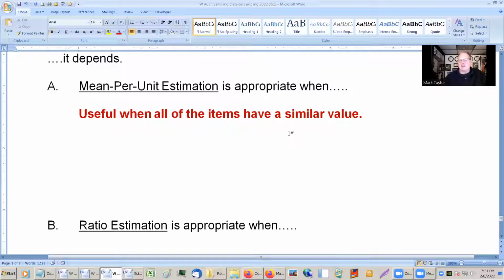And same thing with dollars. If you have items that are similar priced, it's not a bad way to do it. And by the way, if you have categories that are similar, let's say you make 3 things, while the dollar amounts might be different, maybe a drill press that costs $100 and a saw that costs $200, whatever. You can break up that audit into different categories of similar items, and mean per unit's fine if they have a similar value.